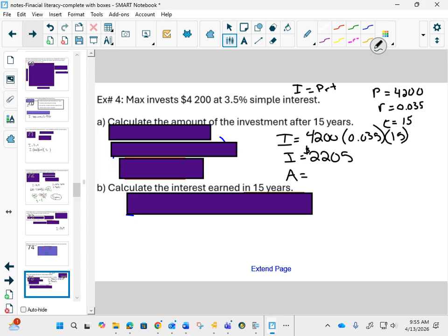So how much will it be? His total amount, well, he started with 4,200. Add the interest and get the total.